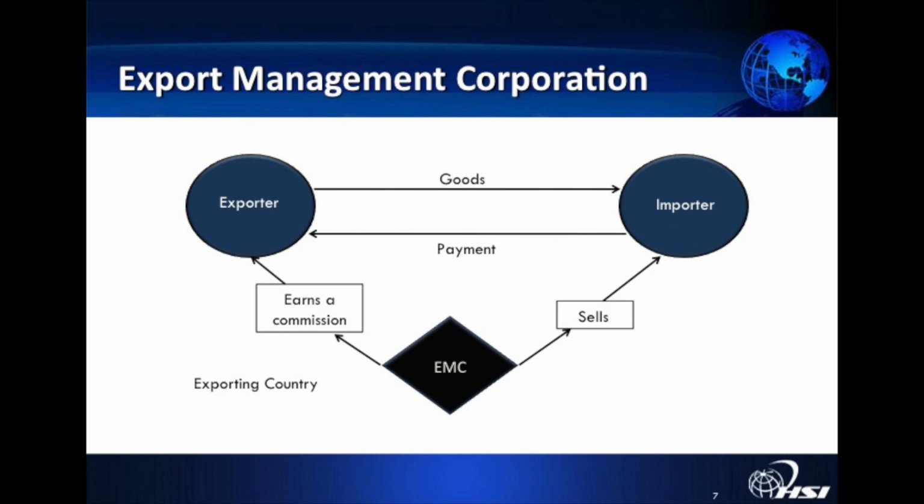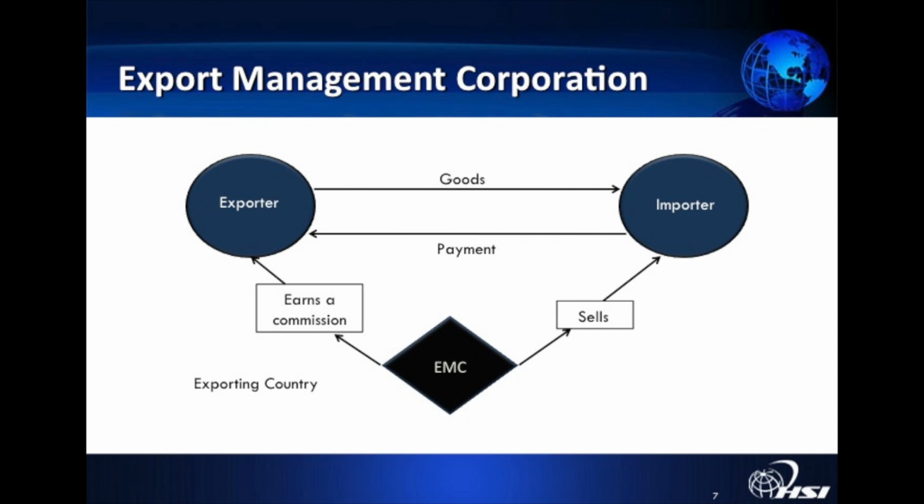So when doing international business, make sure your contract is enforceable. Make sure you're protected for the amount of services you're doing. Now, if you look at this drawing, you can see what's very different between an ETC and an EMC is that in an export management corporation, the goods are directly shipped from the exporter to the importer.